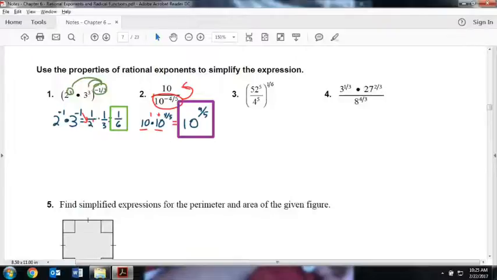Number 3. You notice how we talked about we can take this and distribute it to the inside? We can multiply that 1/6 to the exponents on the inside. Well, that also works the other way. If I have the same exponent, I can also multiply it outwards.